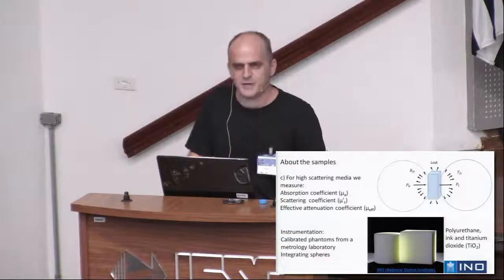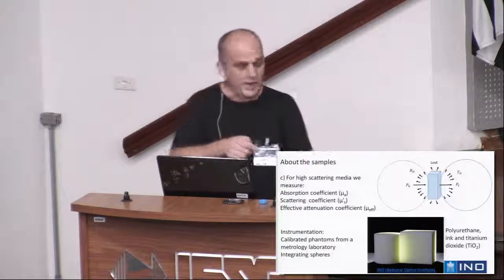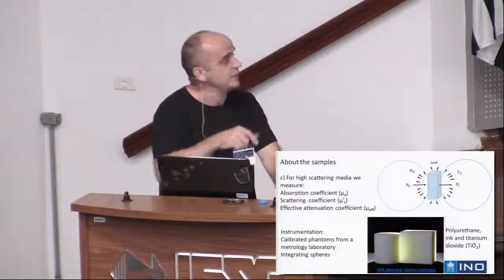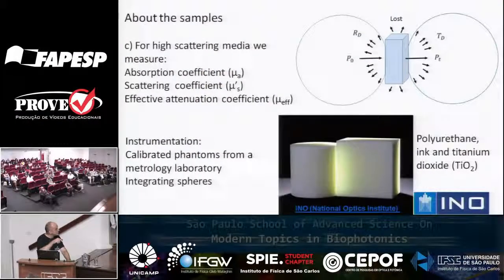If you have turbidity, you must make a different approach, and you must measure the diffuse transmitted and the diffuse reflectance value. And also, you must calculate some loss that you have from your sample. For this approach, what you need is calibrated phantoms and integrating spheres. Calibrated phantoms, we use polyurethane, ink, and titanium dioxide, which are somewhat different, because if you are more interested in high scattering values or low scattering values, you must have phantoms for different situations.